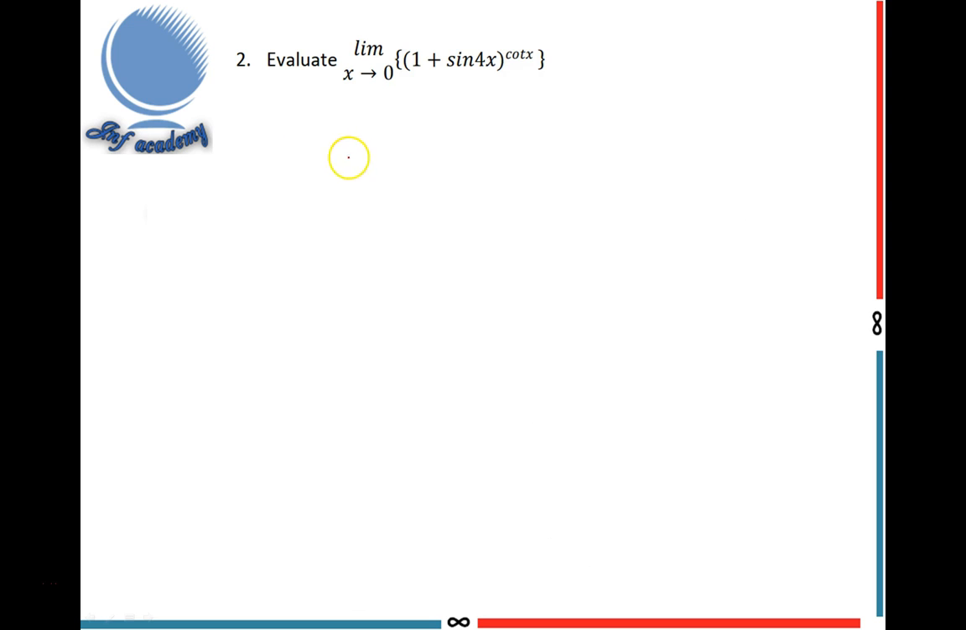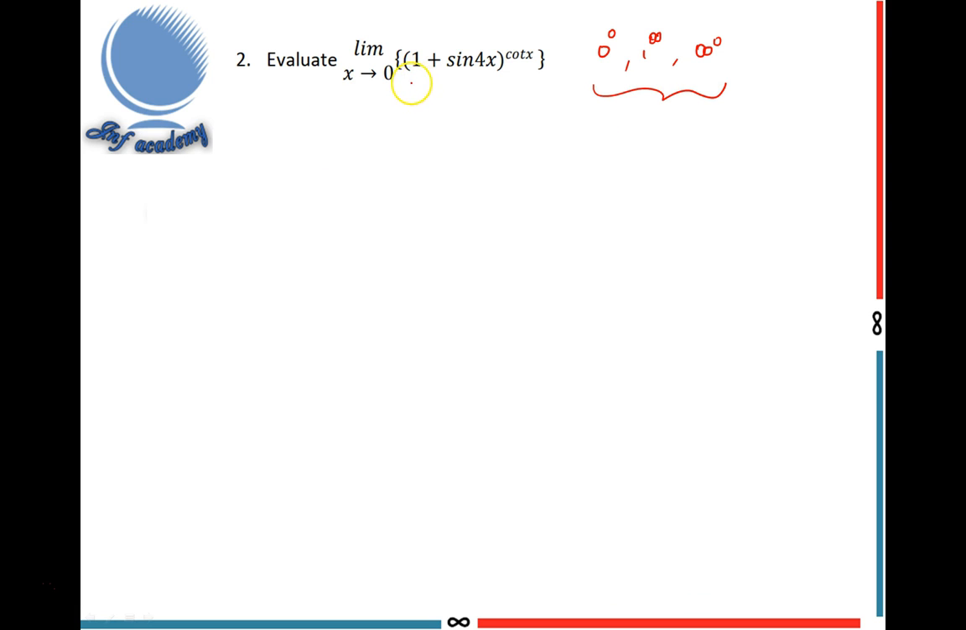There are also the indeterminate forms 0 power 0, 1 power infinity and infinity power 0. Suppose you get one of these three indeterminate forms, then you have to use this method.